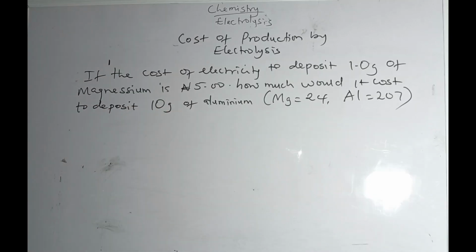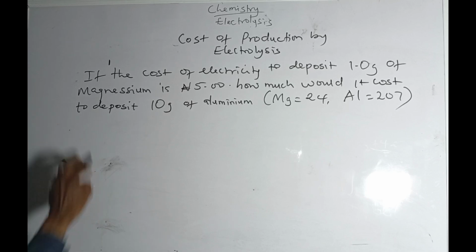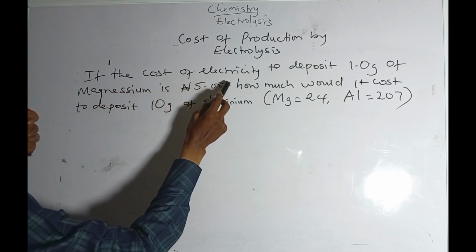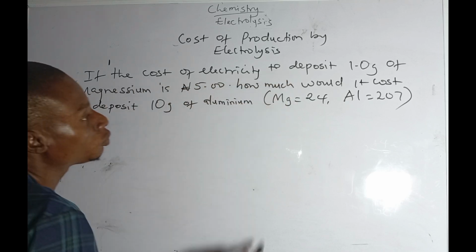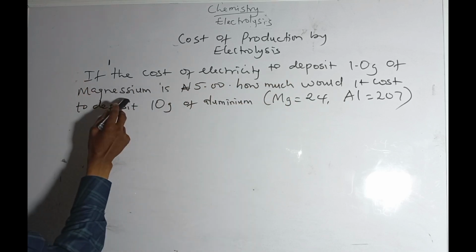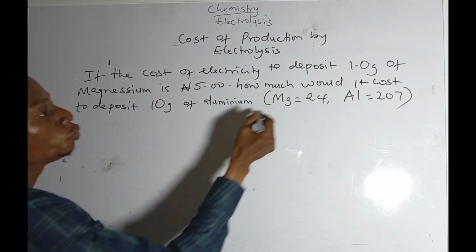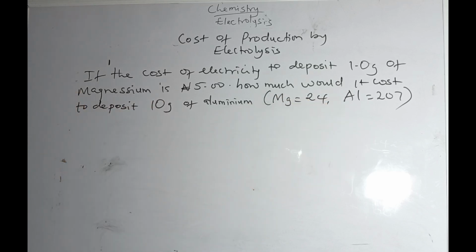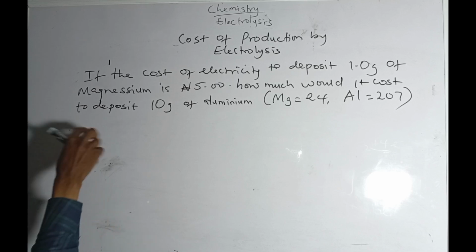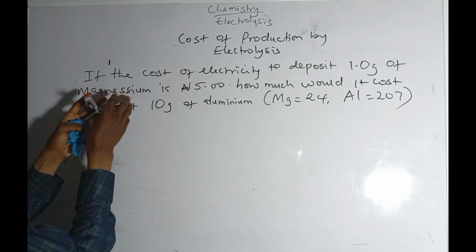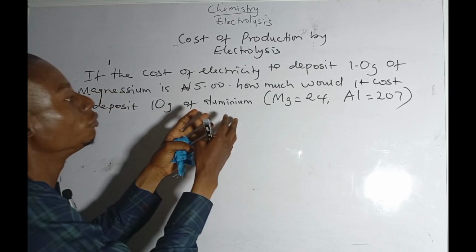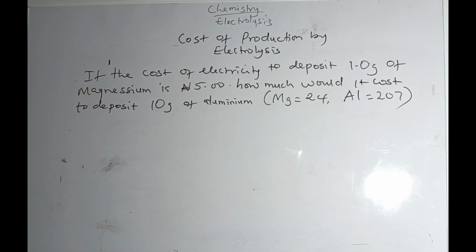Alright, so let's talk about cost of production by electrolysis. You also ask questions on that area. Let's say the cost of electricity to deposit 1.0 gram of magnesium is 5 naira, how much will it cost to deposit 10 gram of aluminium? If you see a question like this, you look for the quantity of electricity of magnesium, then the quantity of electricity of the aluminium, then you do correlation. So let's see.